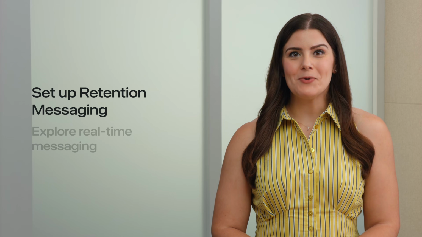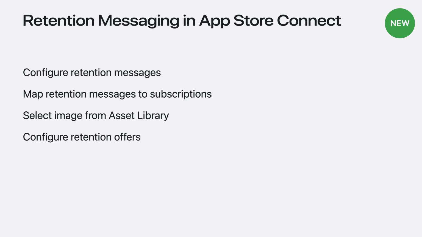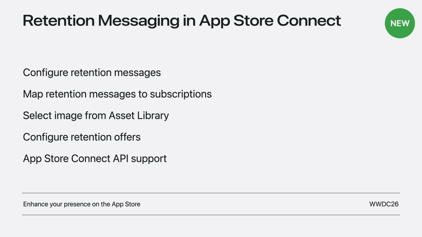I'll show you how to set up retention messaging in App Store Connect. With retention messaging in App Store Connect, you can configure retention messages for your app, which you can map to any of your subscriptions. You can select an image to provide alongside a message from Asset Library. You can configure retention offers to provide to your customer alongside a message. And App Store Connect API will also support retention messaging, allowing you to set up retention messages and retention offers through the API. To learn more about Asset Library, check out the session Enhance Your Presence on the App Store from WWDC26. Let's review how this works.